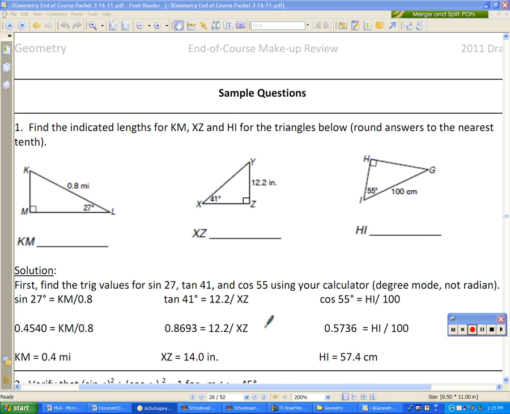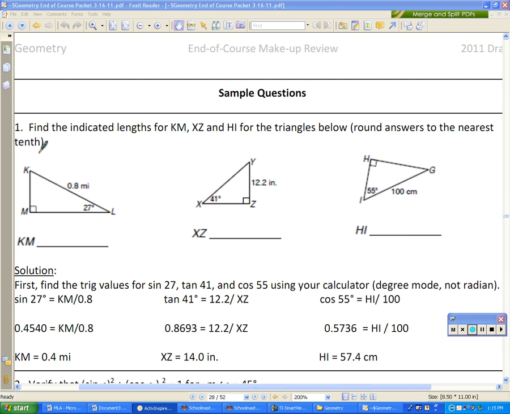These are the types of problems that are silly to miss because it's just plugging stuff into a calculator, but a surprising number of people get them wrong anyway. So 0.8 times the sine of 27 is what? 0.36. But it says round to the nearest tenth, so the answer is 0.4. And that's another thing that's important, that you follow the directions on the test. If they say round to the tenth, round to the tenth. If they say round to the thousandth, round to the thousandth.